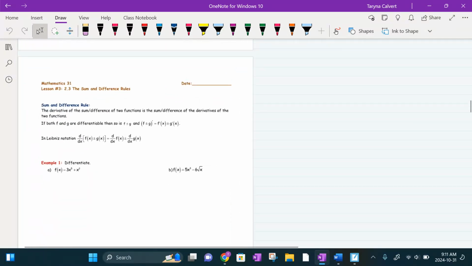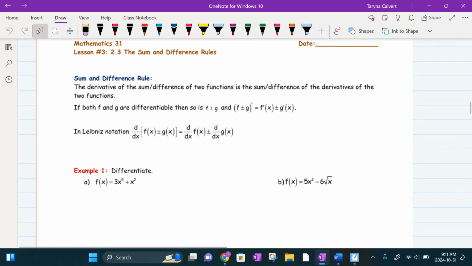So that is what our sum and difference rule is. The sum and difference rule just states that if you have an equation where you have multiple terms separated by plus or minuses, you can find the derivative of each term. That's why it says d over dx of f of x, d over dx of g of x, just means find the derivative of each term. So you can use the power rule on every single term and then be done. So super fast and easy.